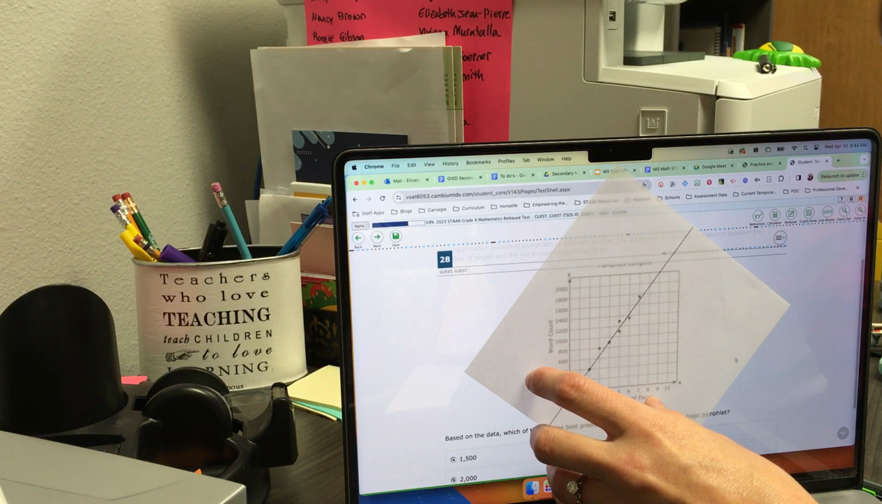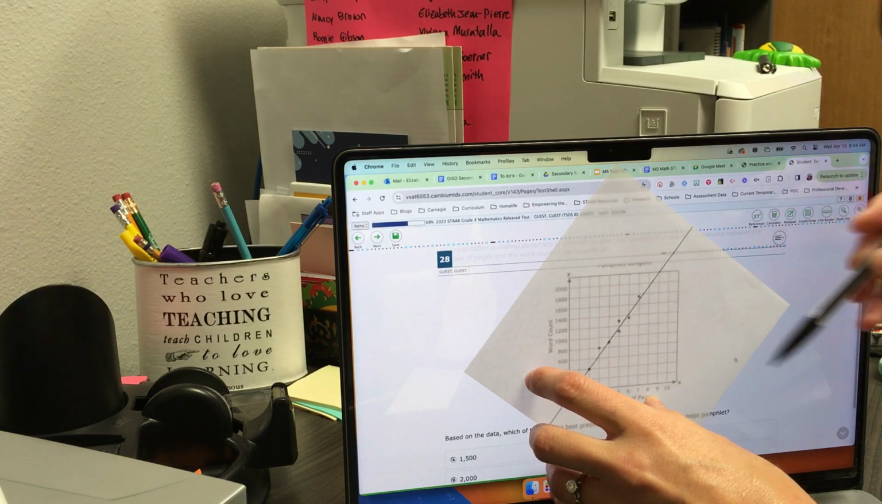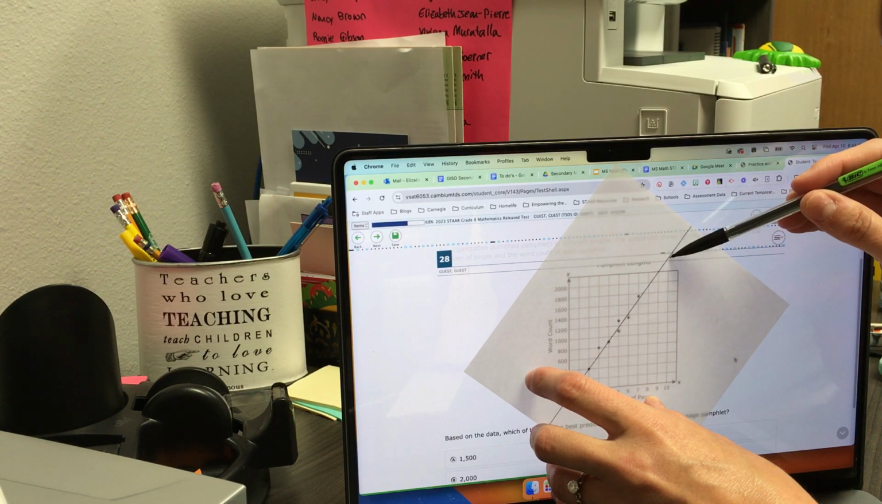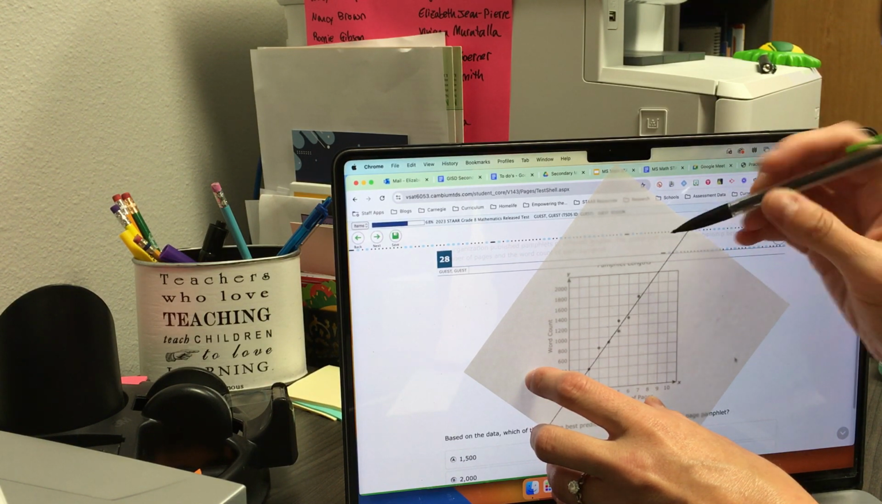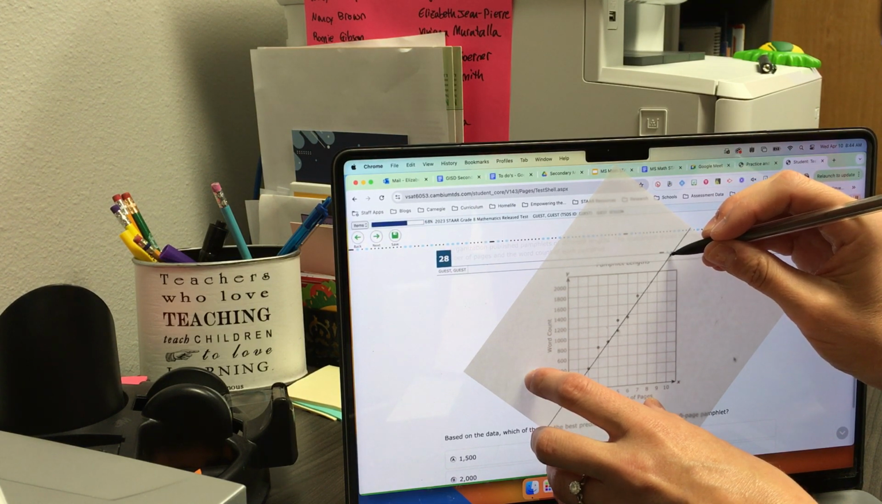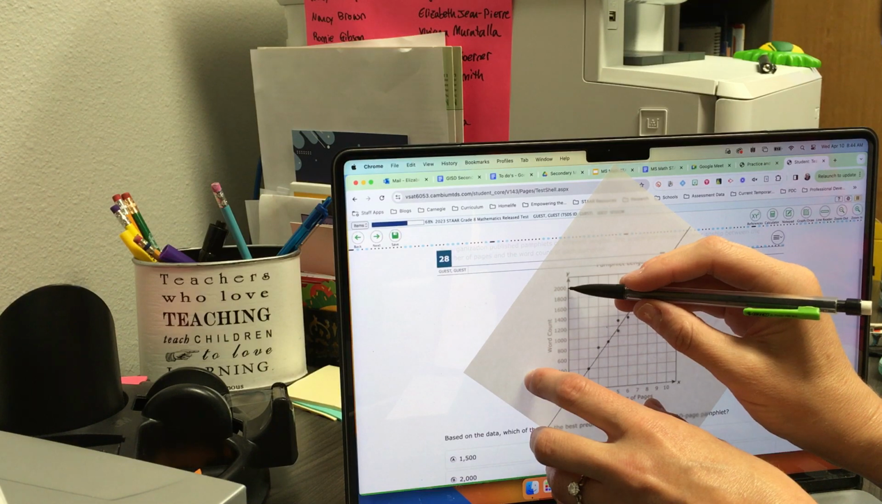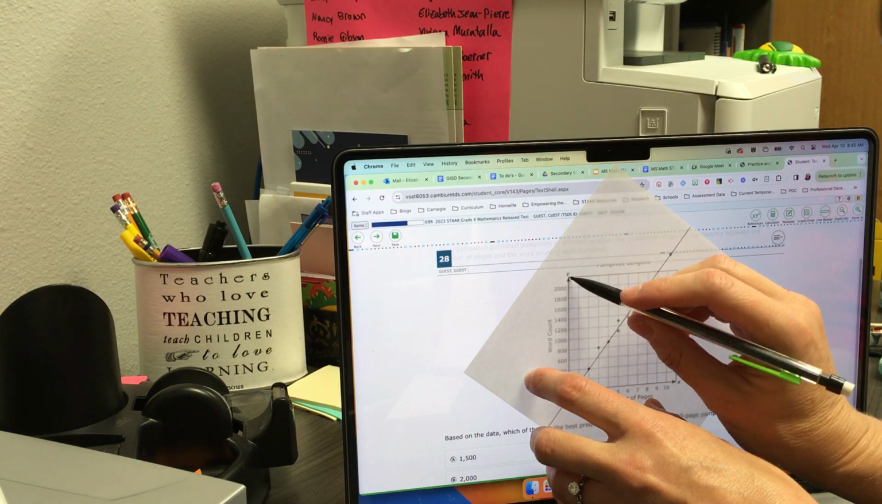That looks pretty good right there. All right, so now I want to know what would be my y value when x is equal to 10. So that would be right about here, right? And so if I was going to count up, I'm going to have to estimate because this is off the chart, right? So this is 2,000, this is 2,200.